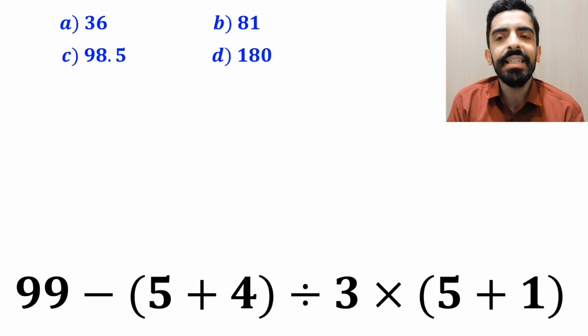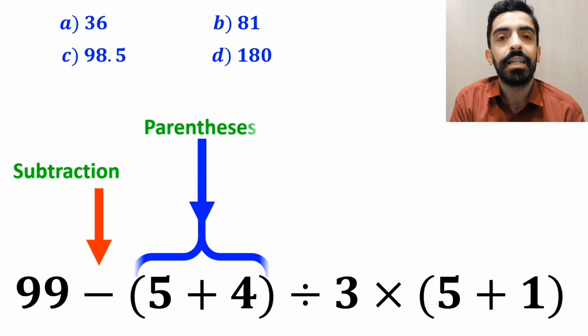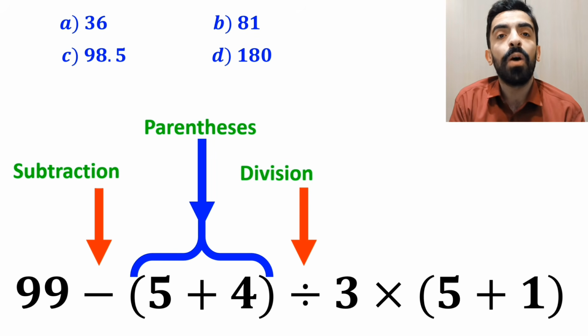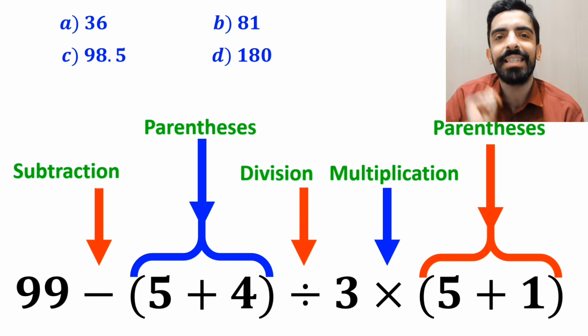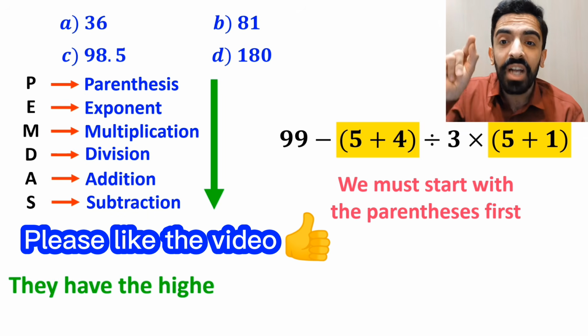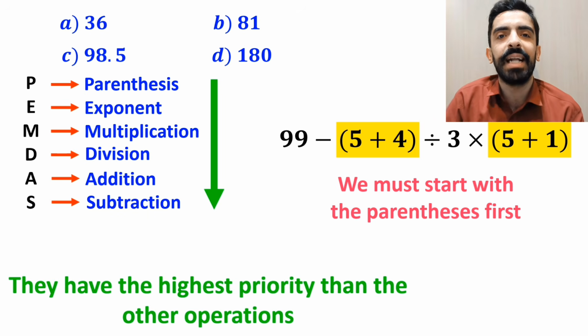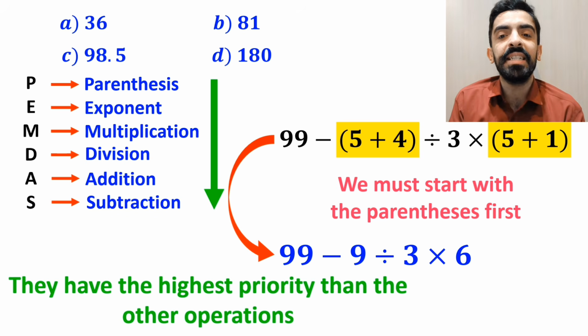Alright, as you can see in the image and this expression, first we have a subtraction sign, then parentheses, followed by a division sign. After that we have a multiplication, and finally another parenthesis. We must start with the parentheses first, because they have the highest priority than the other operations. So, this expression simplifies to 99 minus 9 divided by 3 times 6.